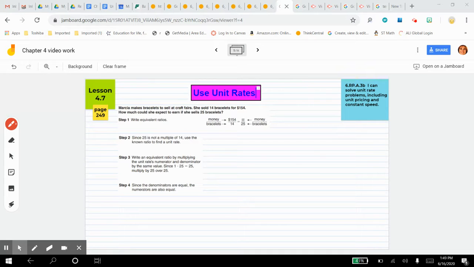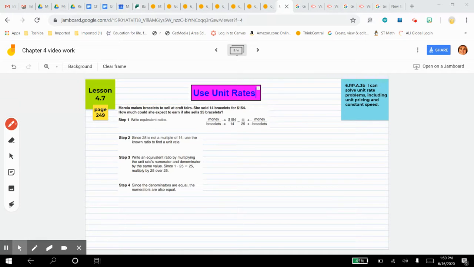All right. We are going to be using unit rates. Our statement for today is I can solve unit rate problems, including unit pricing and constant speed. So this is going to be a little bit more complicated today because we're going to be taking a unit and finding a unit rate and comparing it to another rate.